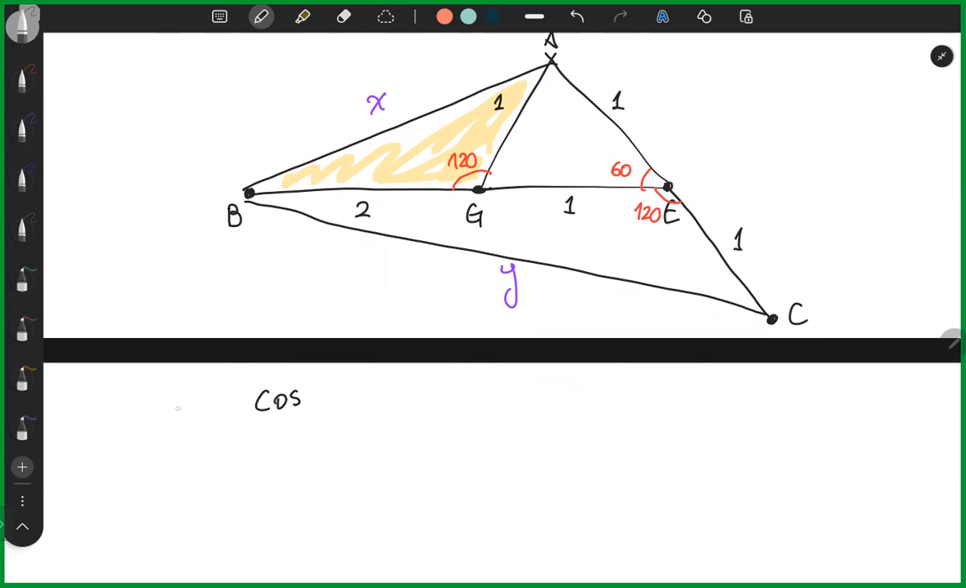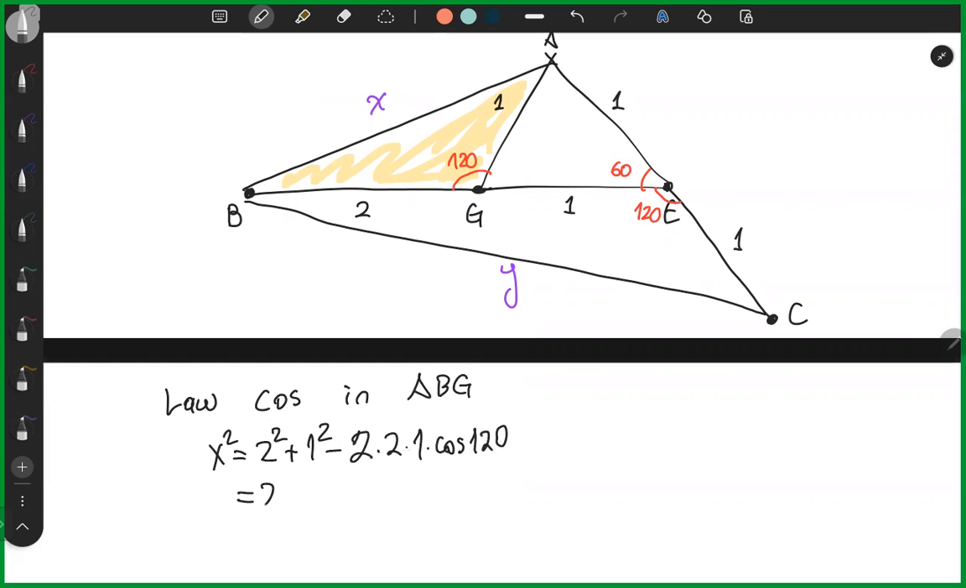Let's use the law of cosines in ABG and obtain x squared equals 2 squared plus 1 squared minus 2 times 1 times cosine 120. And cosine 120 is negative 1/2, so this is 2 squared plus 1 squared plus 2 times 1. And this is 5 plus 2, which is 7. And then I obtain that x is root 7.